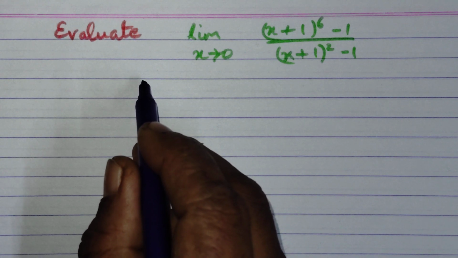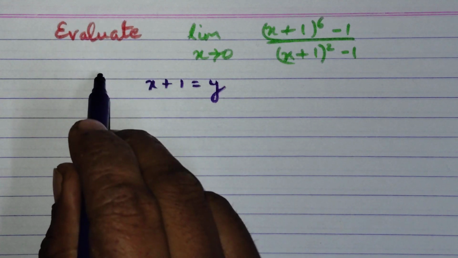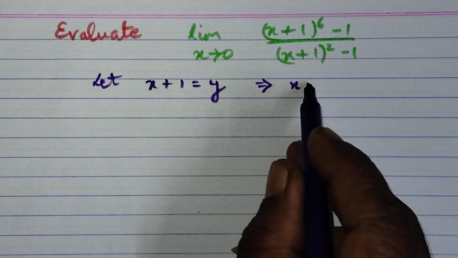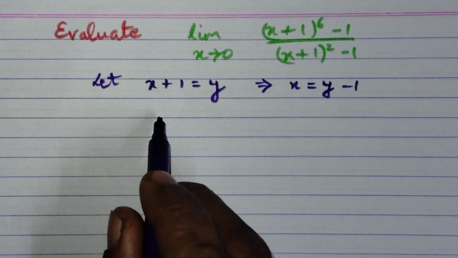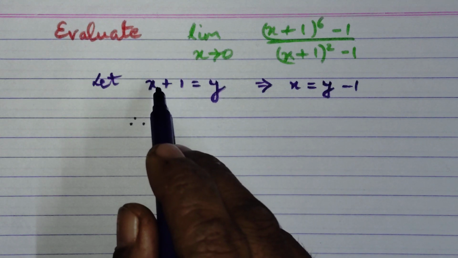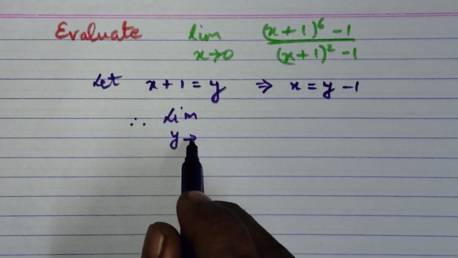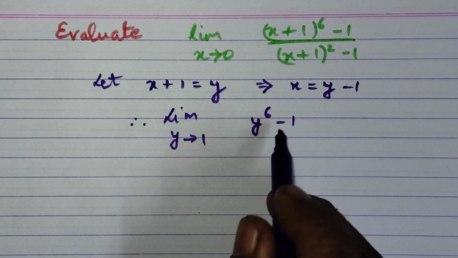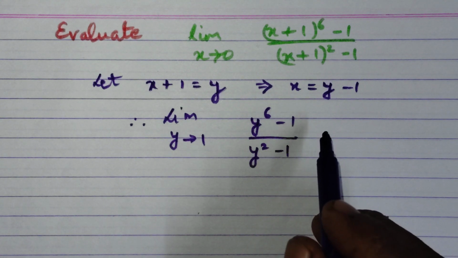So what we do, we replace x plus 1 with another variable, that means y. So it gives us x equal to y minus 1, transposing to the other side. We replace x plus 1 with y, and the limit now becomes: x equal to 0, y becomes 1. So I write limit y tends to 1, and in numerator I write y to the power 6 minus 1 upon y square minus 1.